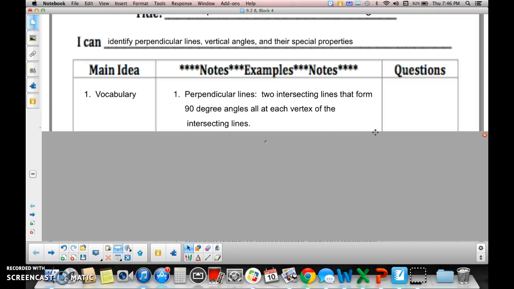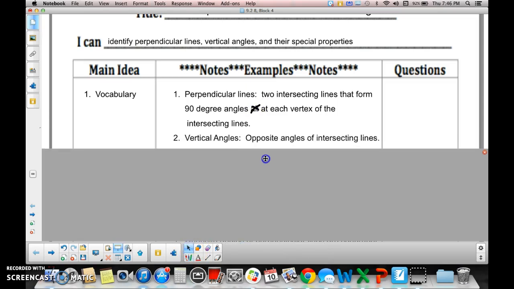Perpendicular lines. Two, count them, one, two, intersecting lines. You should remember that word from our previous set of notes on 9.2. So two intersecting lines that form 90-degree angles at each vertex of the intersecting lines. Little typo here, I'm sorry. Two intersecting lines that form 90-degree angles at each vertex of the intersecting lines. Ignore the word "all" there. I'm very sorry. Okay. Again, pause if you need to.